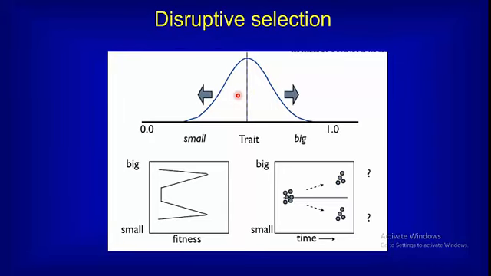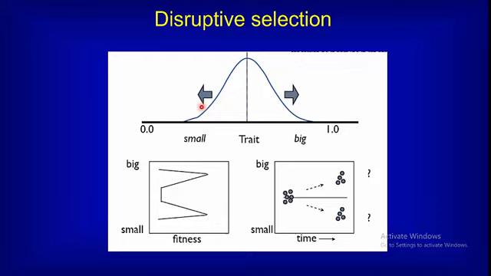And the third type is where the fitnesses of individuals in both tails of the distribution are much greater and the fitness of the individuals at the center of the distribution is much lower. Then what happens is that the frequency of the individuals at the center comes down, and the frequencies of those in both tails go up.